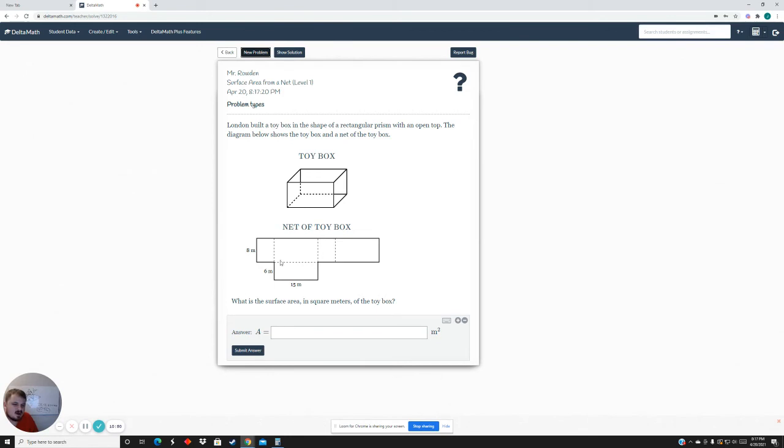Okay, so we have a toy box. Oh, this one's nice. It's just a whole bunch of rectangles or squares. There's no triangles to deal with. So let me go ahead and draw what we have here. So it's going to have a square on the left.